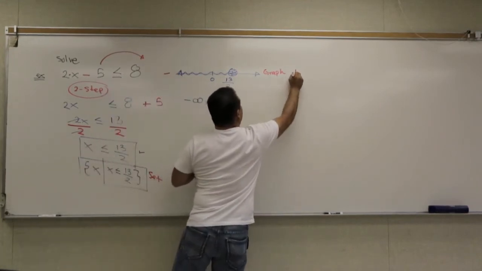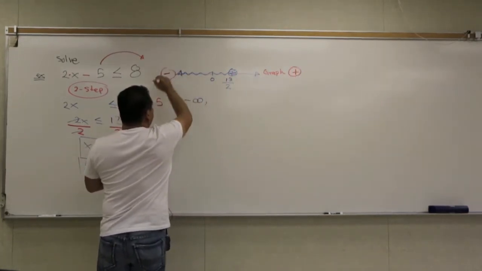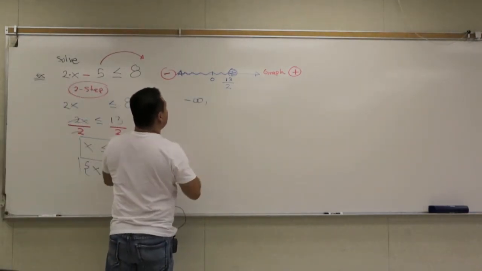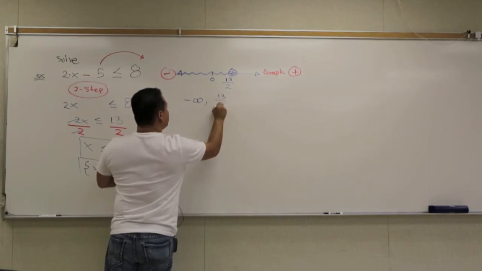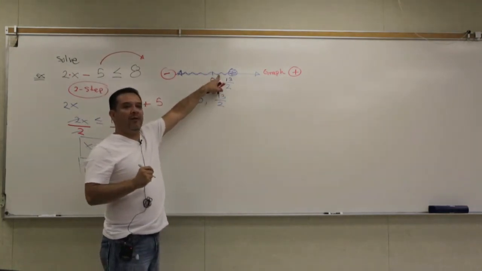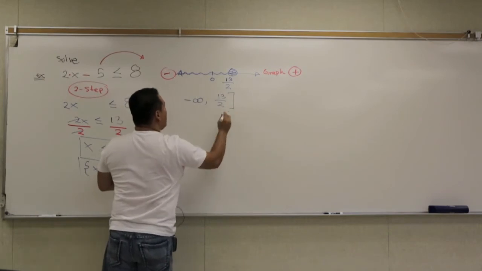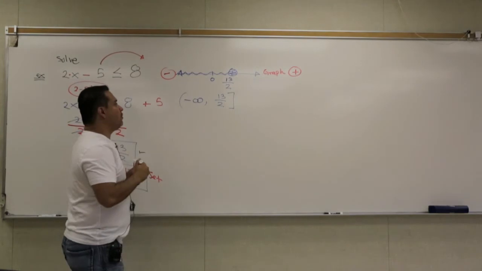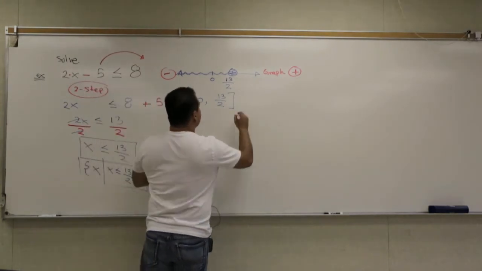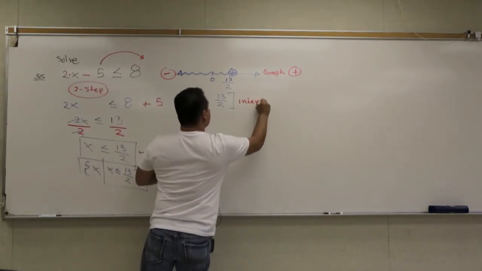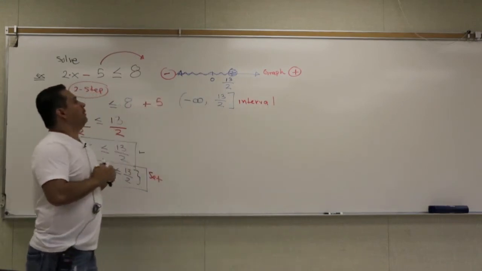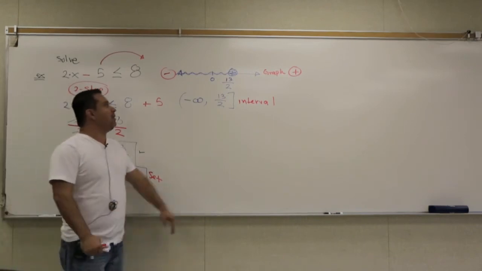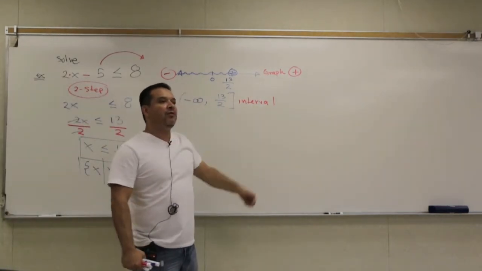And over here is positive. And then you're going to walk all the way up to what number? 13 halves. Do we include 13 halves? Okay. So you're going to put your bracket and your parentheses always around the infinity or negative infinity. So what you're looking at, again, this is called interval notation.